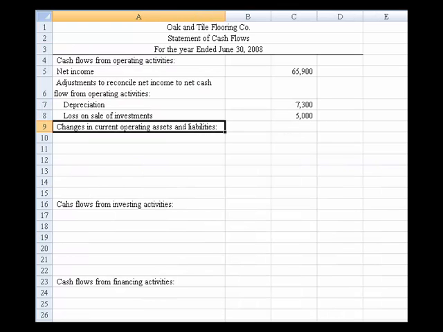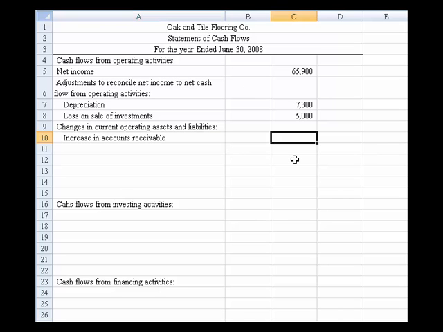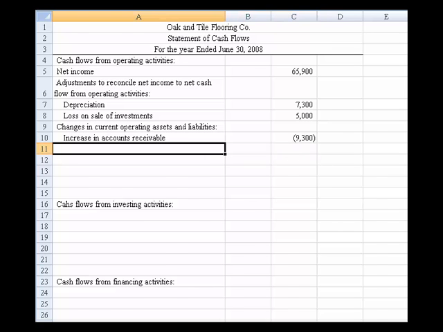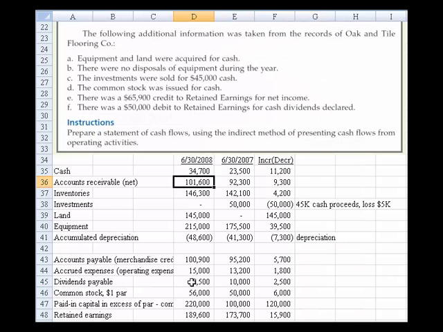If we've had an increase in accounts receivable, then what that means is we've used extra cash to fund that increase. Or another way of thinking about that is accounts receivable grew during the year, therefore we collected less than where we were a year ago. There's a couple ways to approach that. So that 9,300 becomes a negative adjustment. Okay, I'll jump back here now.